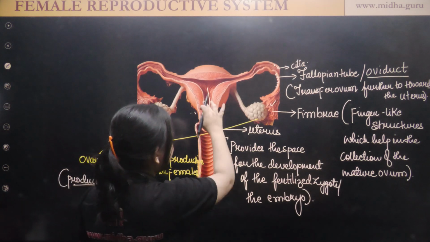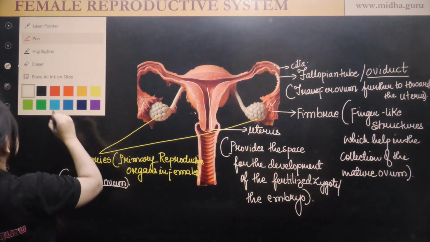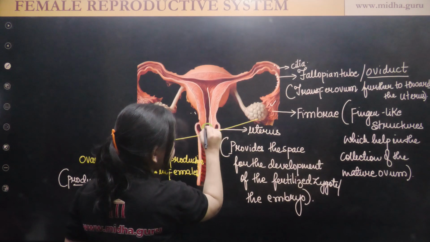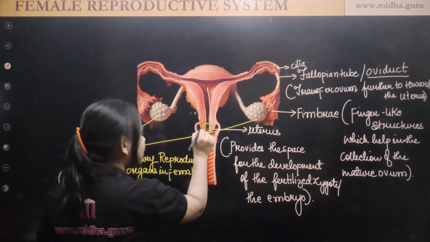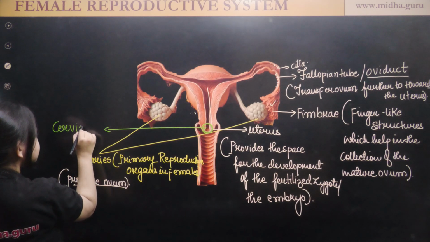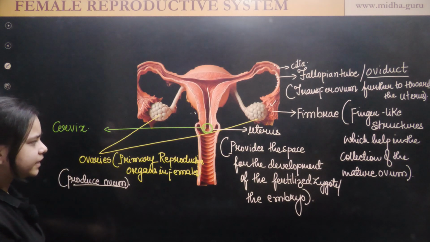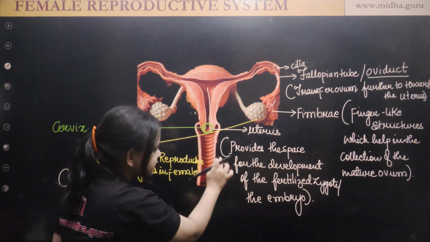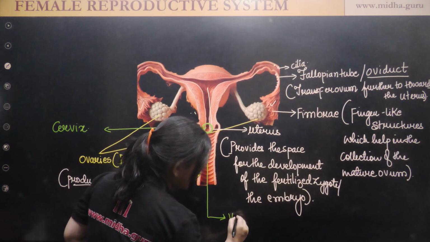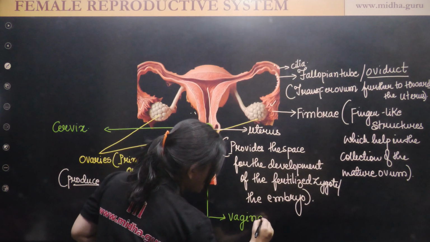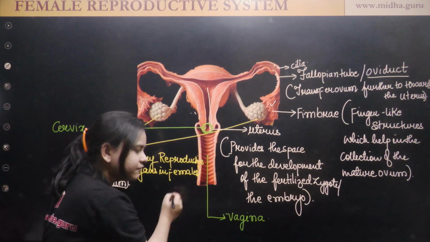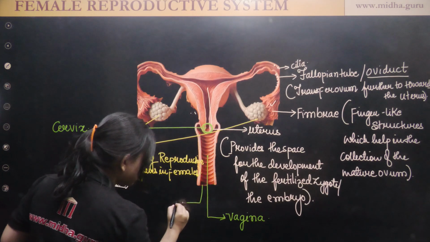Now after the uterus, you could easily see there is a constricted part. This is a narrow constricted area. We call it the cervix. Fine. Now as we go along, this region is called the vagina. And the outermost opening in females is called the vulva.